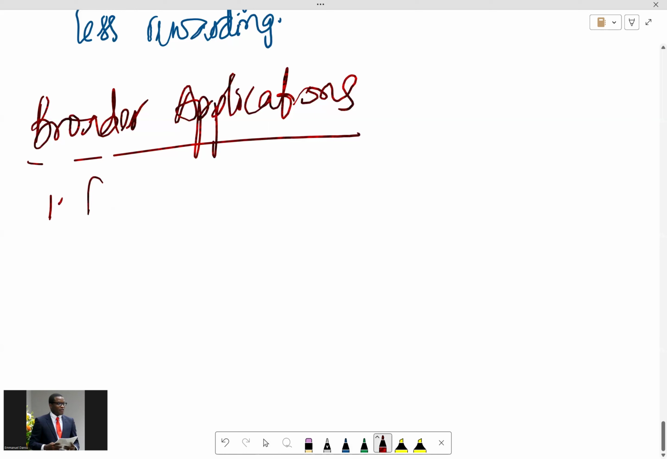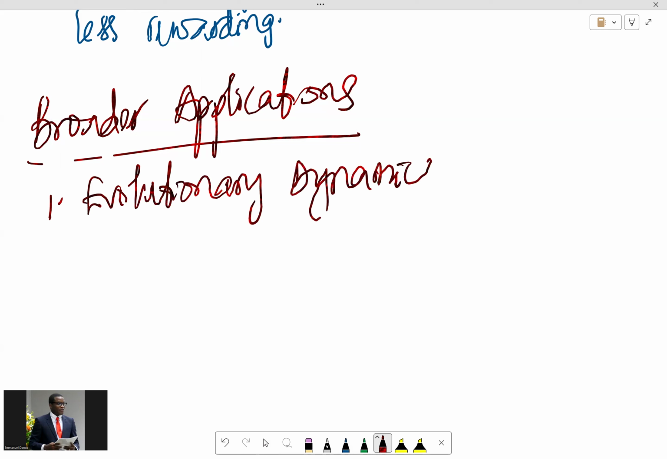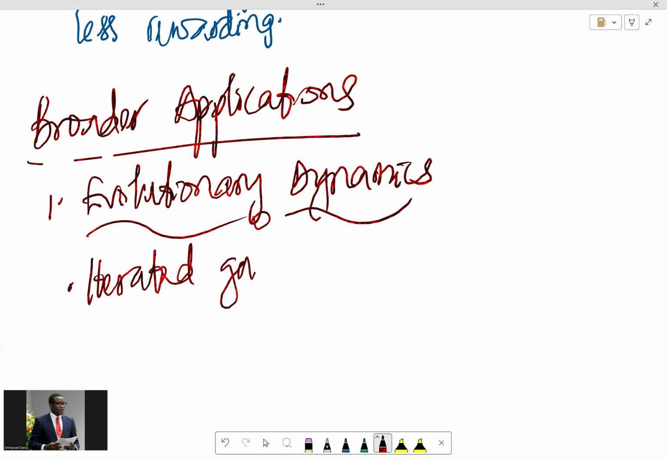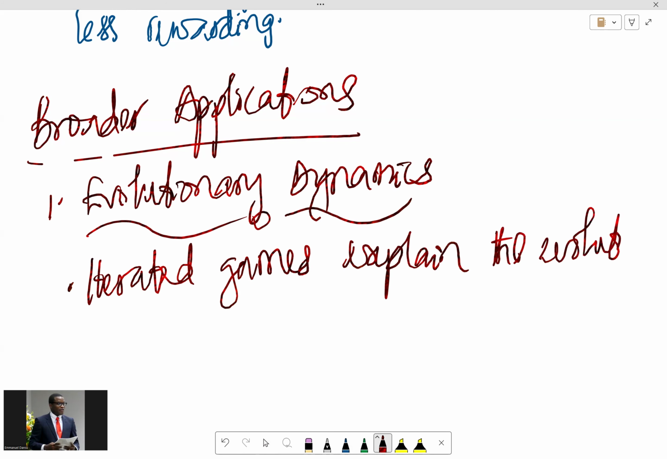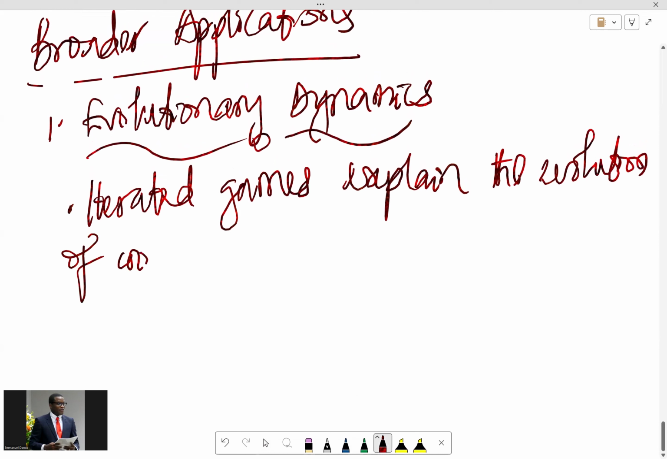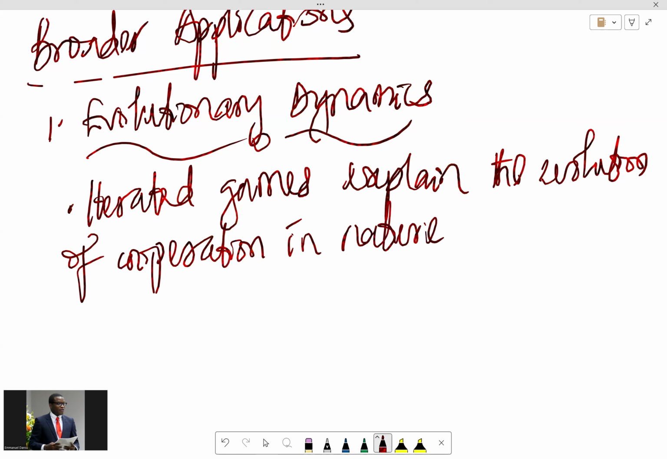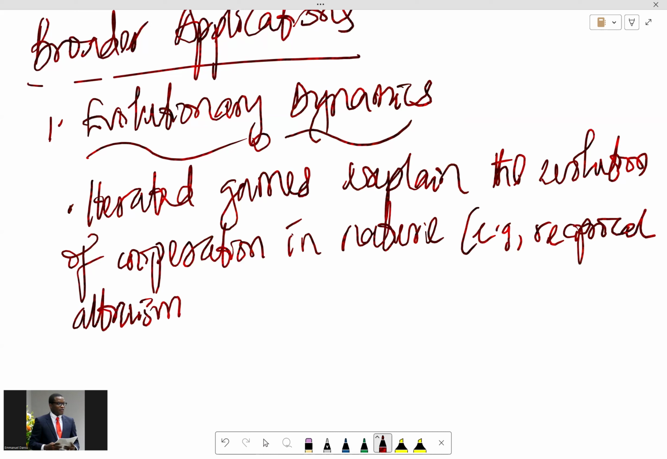So we see this happening in evolutionary dynamics. So we see that iterated games explain the evolution of cooperation in nature, e.g., reciprocal altruism in animals. See that happening in biology a lot.